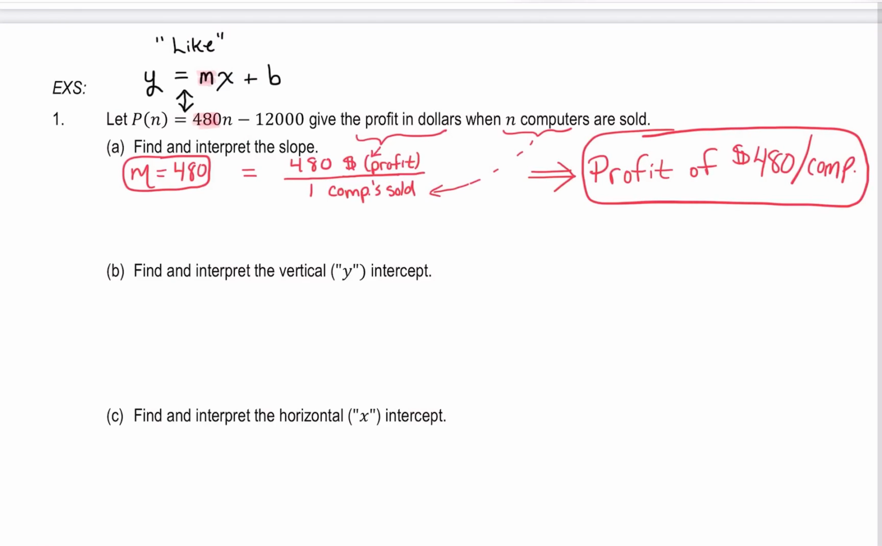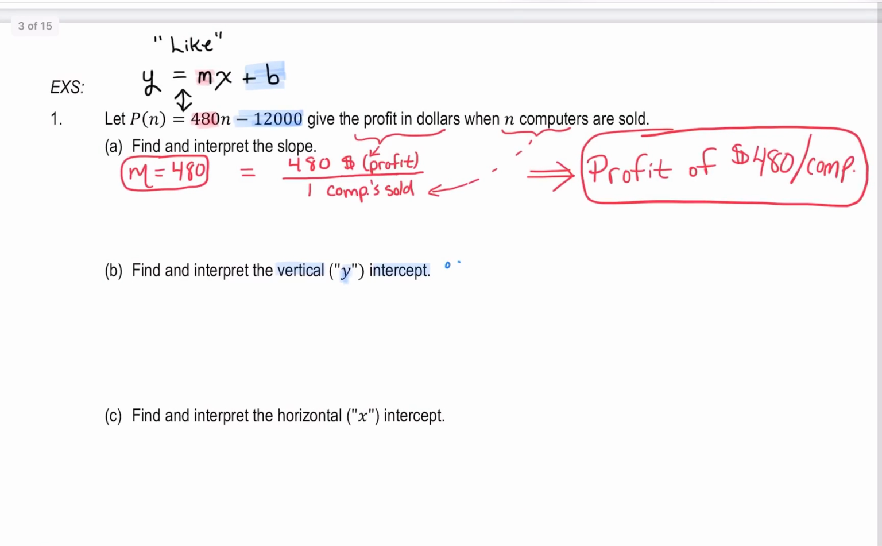All right. Part B, find and interpret the vertical or y-intercept. So make sure you're comfortable seeing that written as a vertical intercept instead of a y-intercept. Of course, the vertical axis is the y-axis, so that is the b, and in this case, the b is minus 12,000. I was always a proponent of thinking of it as an ordered pair. So when you think about the vertical intercept, that was always where you would sub in 0 for x and solve for y.